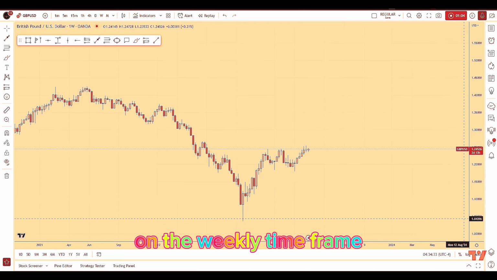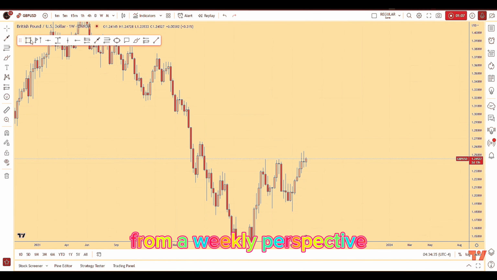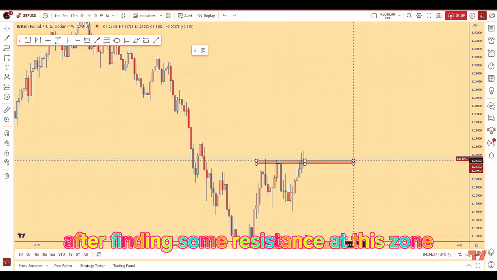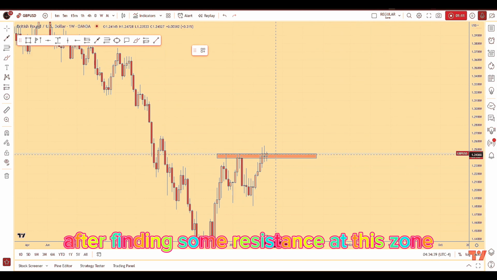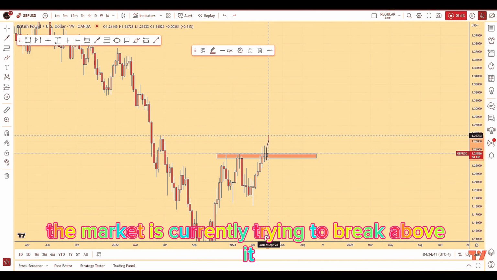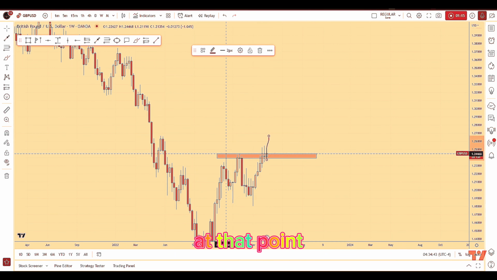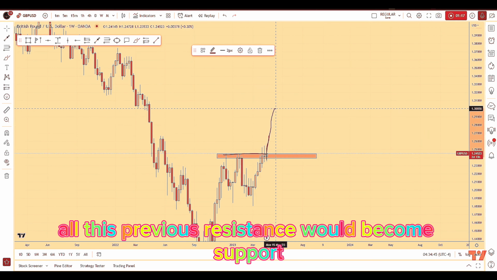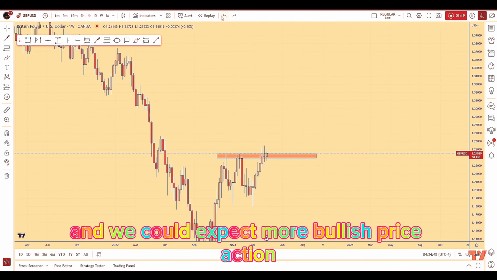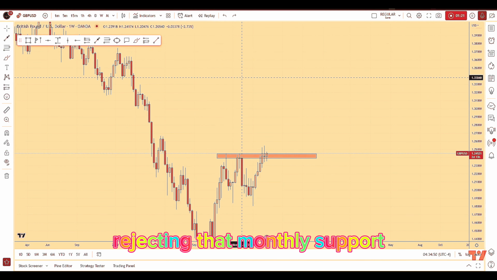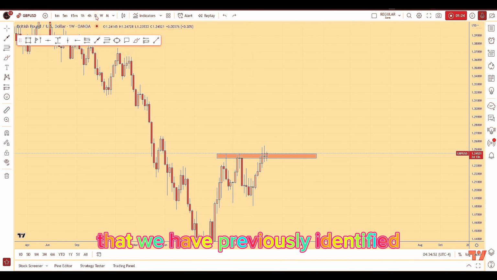If we drop that on the weekly time frame, we can see how from a weekly perspective, after finding some resistance at this zone, the market is currently trying to break above it. If it will be successful, at that point, all this previous resistance would become support, and we could expect more bullish price action rejecting that monthly support that we have previously identified.